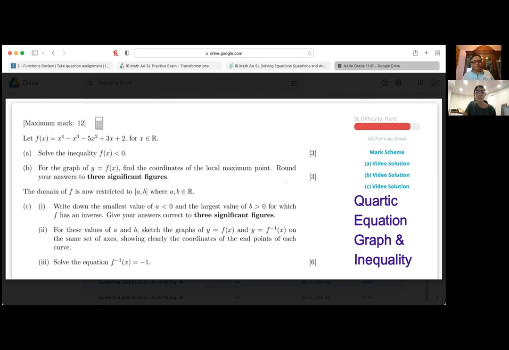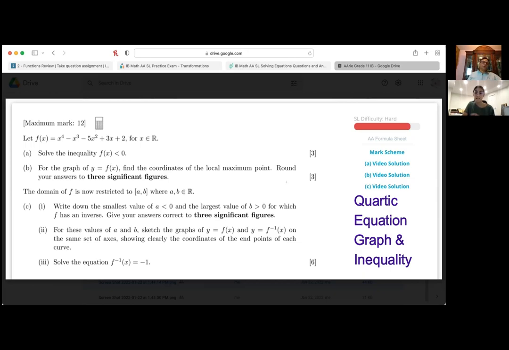And for these values A and B, sketch the graphs of y equals f of x and y equals f inverse of f of x on the same set of axes, showing clearly the coordinates of the endpoints of each curve. Solve the equation f inverse of x equals -1.